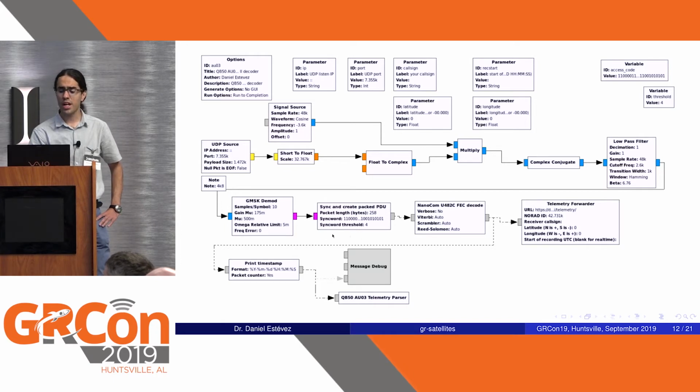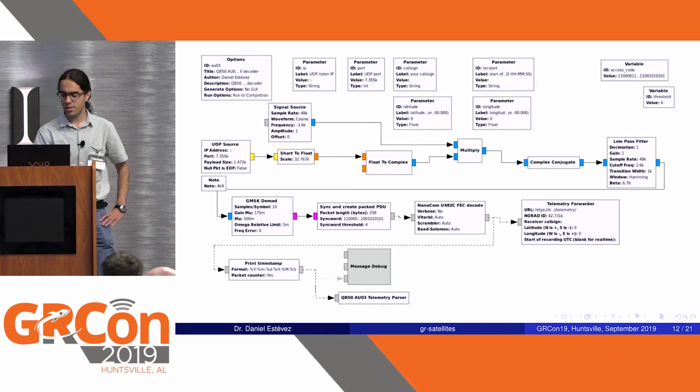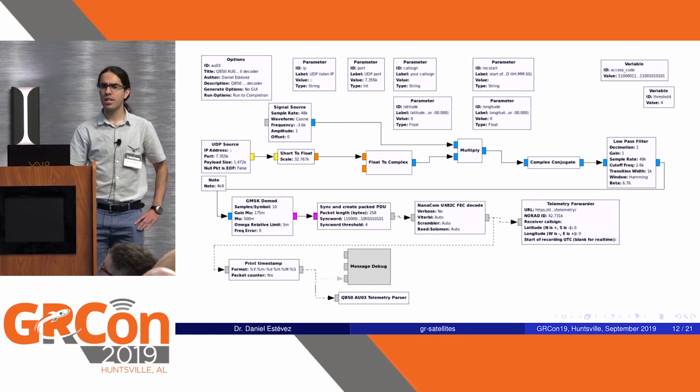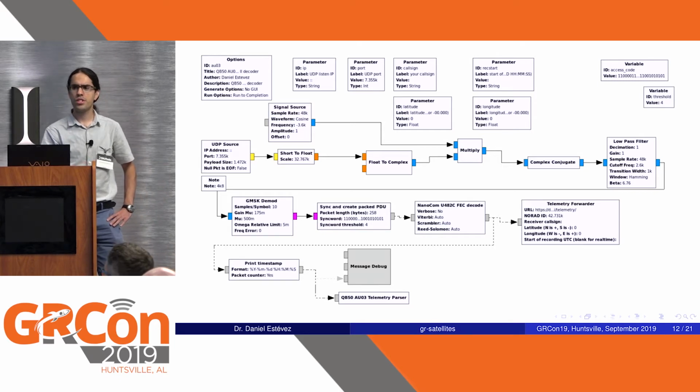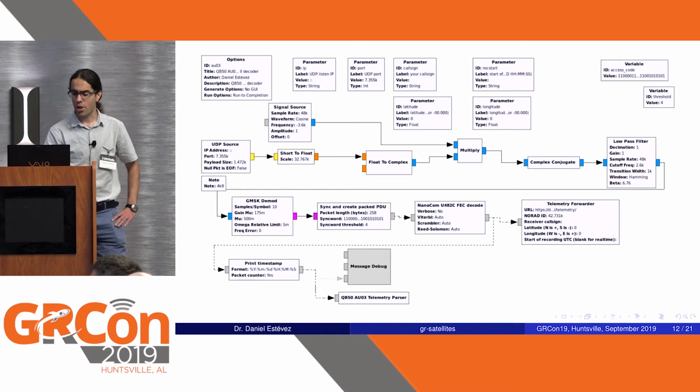Then there is this sync and create packed PDU block, which I'll talk about later, but essentially it locates sync words within the data and extracts the packets. You have auto correction, and finally, when you arrive at the packets, you have a telemetry forwarder block to send the telemetry frames to the SAT-NOX database. So this is an online application which can collect telemetry frames from many different satellites. And also you have this telemetry parser for the specific satellite, which parses the packets, gets the telemetry values, and prints those onto the screen.